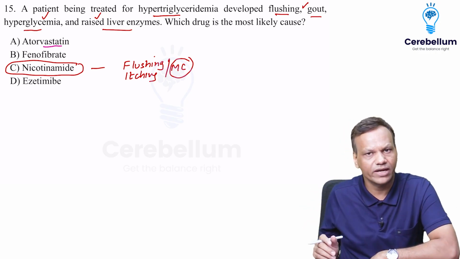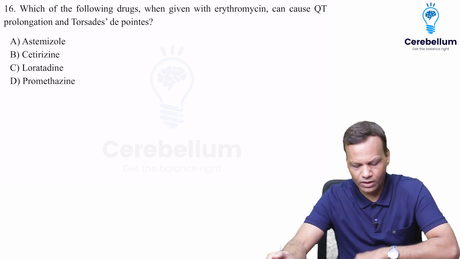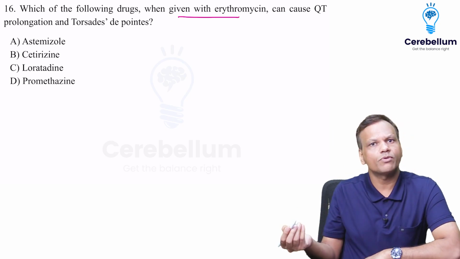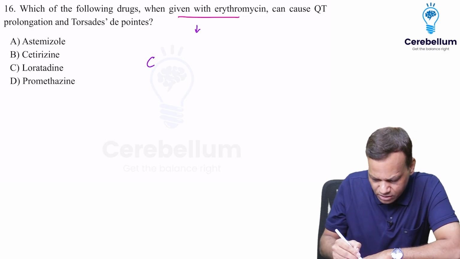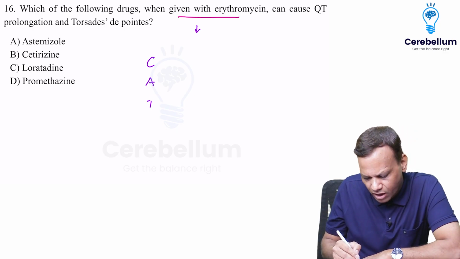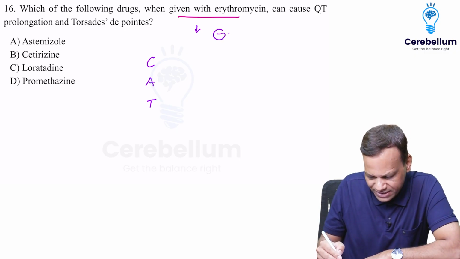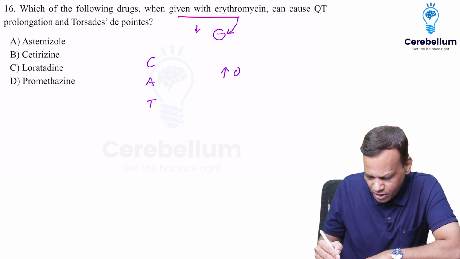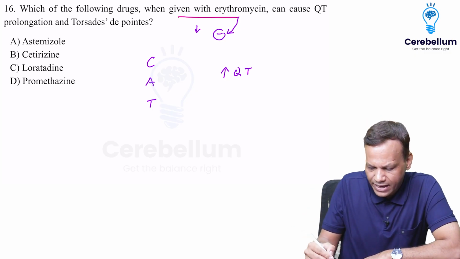So answer is nicotinamide or niacin. Okay. Next question. Which drug when given with erythromycin causes QT prolongation? So this we discussed several times that drugs were banned many years ago because of this problem. Whenever they are given with enzyme inhibitors like erythromycin, they cause QT prolongation, which can lead to arrhythmias like torsades de pointes.